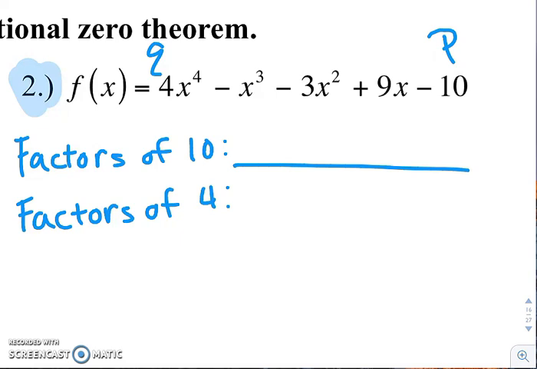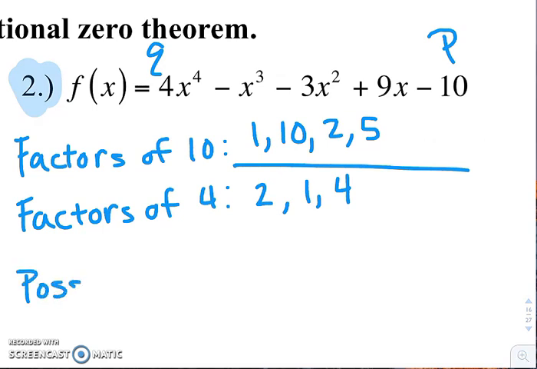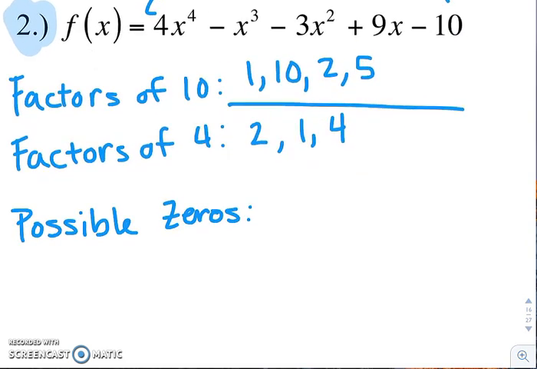So factors of 10, you always can include 1 and 10, and then 2 and 5. And for 4, you would have 2 and 2, we don't have to list that twice, and then 1 and 4. So your possible zeros are going to be the positive and negative combinations of all of those factors. So I just kind of start with the first one and then do everything underneath from your lead coefficient.